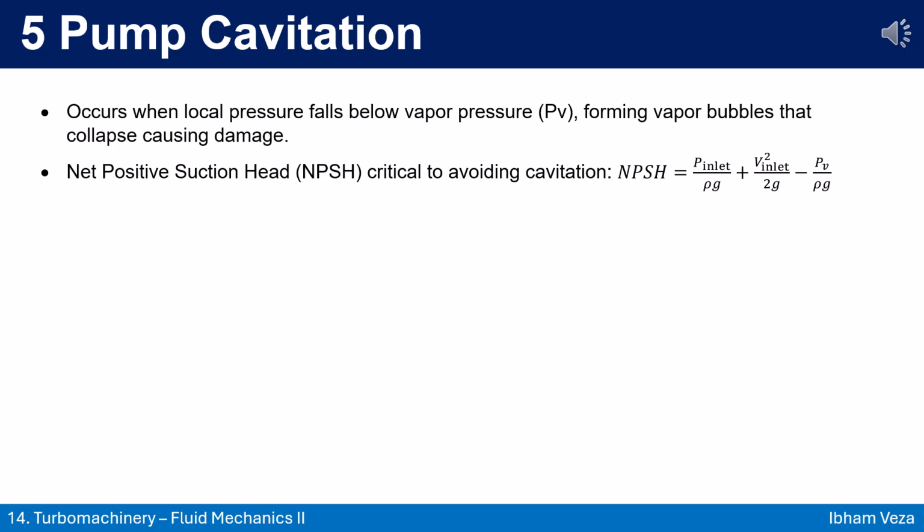Higher inlet velocities reduce NPSH, increasing the risk. So too does a higher vapor pressure, which rises with fluid temperature. Avoiding cavitation is not just about protecting equipment, it's about preserving efficiency, safety, and reliability in any fluid system. Always check your NPSH. It's your first line of defense.